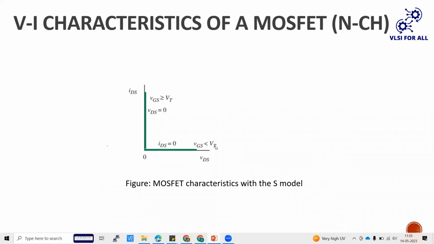Similarly, whenever the VGS voltage is greater than VT, then definitely there will be a current because it acts like an on switch. There is a current. However, what about VDS? VDS is zero only. Yes, this is about the VI characteristics of a MOSFET. Some of you might have a doubt.